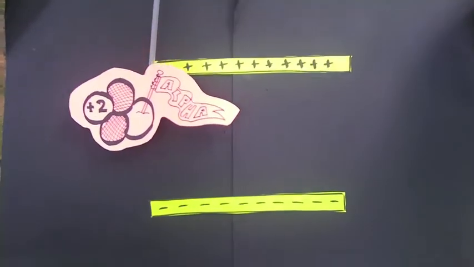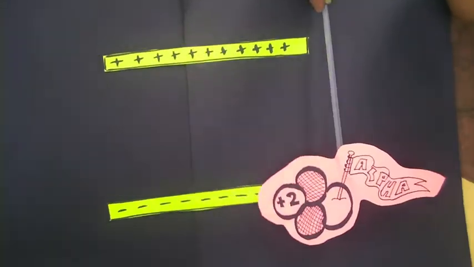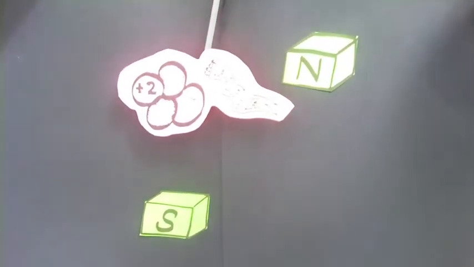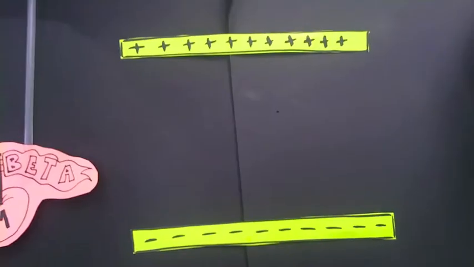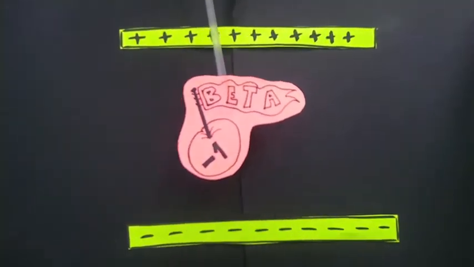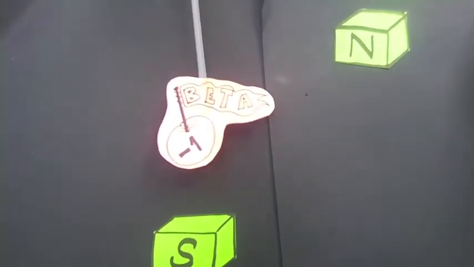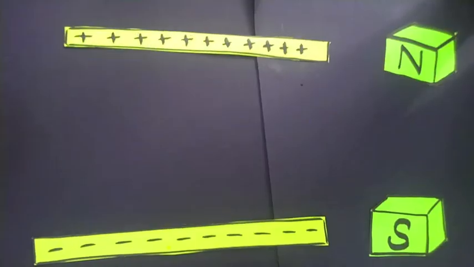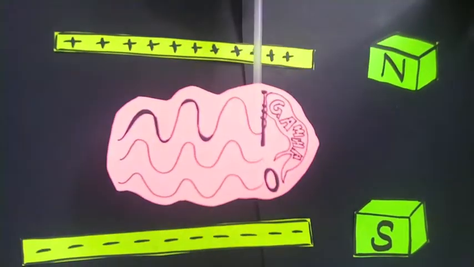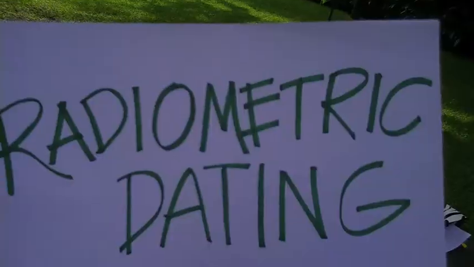In an electric field, the positively charged alpha particle is attracted to the negatively charged plate, while in a magnetic field, it is attracted to the south pole. The negatively charged beta particle, on the other hand, is attracted to the positive charge. In a magnetic field, it is attracted to the north pole. In contrast, the gamma wave, which carries no charge, passes through the fields without being attracted to either side.